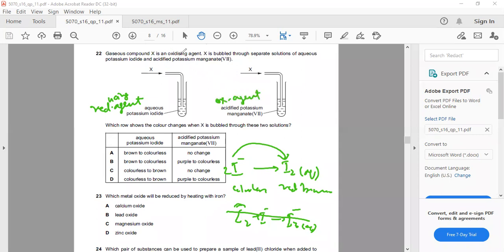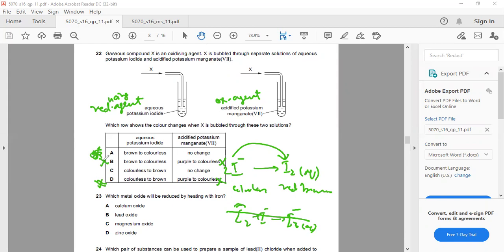If it is an oxidizing agent, it will have no effect on an oxidizing agent. So there will be no change. Either, so this is wrong, this is wrong. Oxidizing agent will not change the color of KMnO4. If it is a reducing agent, then it will change the color of KMnO4 from purple to colorless. B and D are wrong because it says purple to colorless.